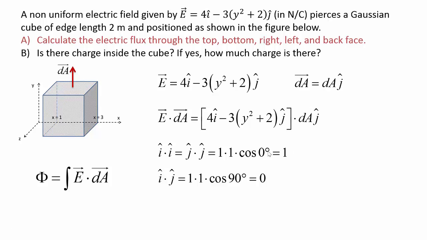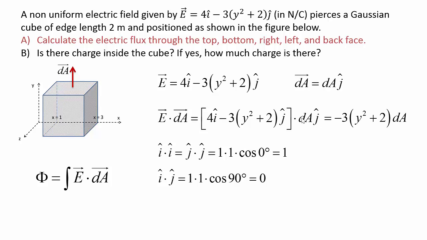When we take the dot product between two unit vectors that are perpendicular to each other, i·j, i·k, or j·k, the dot product of those two vectors will be 0, because the angle between them is 90 degrees, and therefore cosine 90 gives us a value of 0. So now if we go back to the dot product between this vector and this vector, what you have to realize is that when you multiply 4i with dA unit vector j, that will give you a value of 0, because you're taking the dot product between the unit vector i and unit vector j.